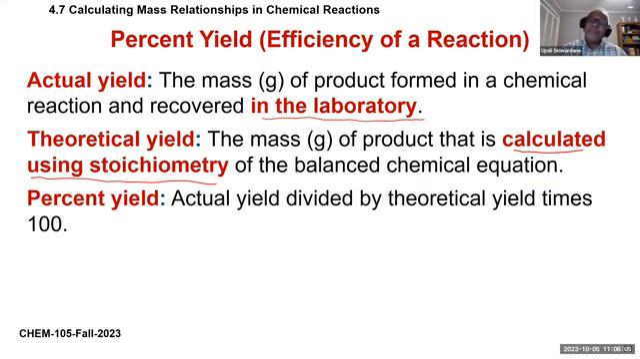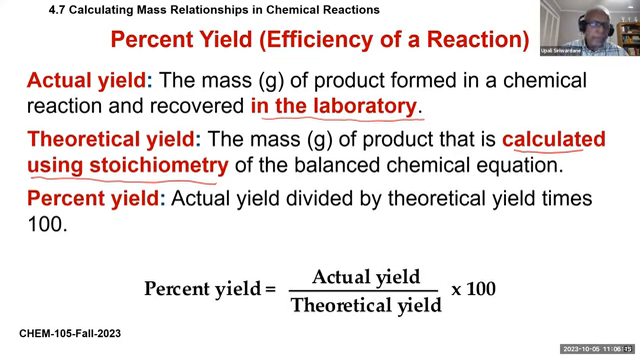Percent yield shows how efficient your reaction is, how efficient your reaction is at converting reactant to product. Percent yield is calculated as actual yield divided by theoretical yield. Actual yield is the one right here. Theoretical yield is the stoichiometric calculation, multiplied by 100.